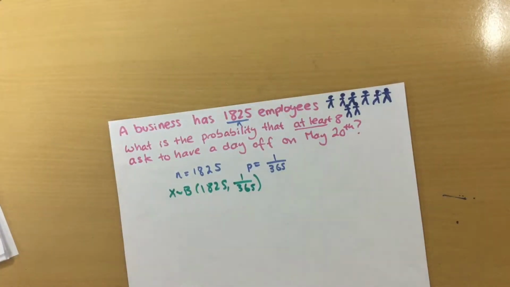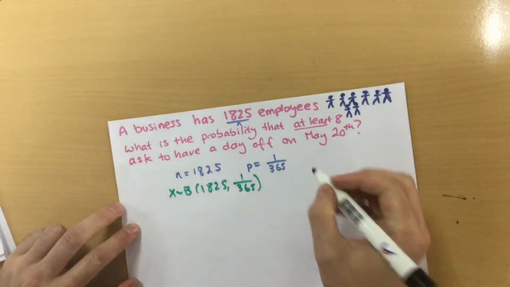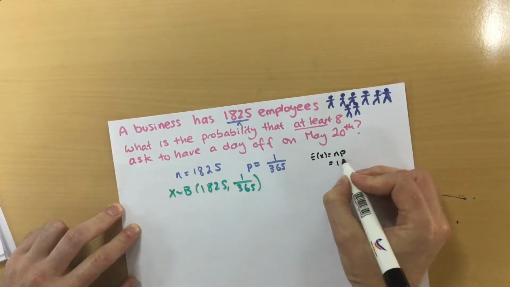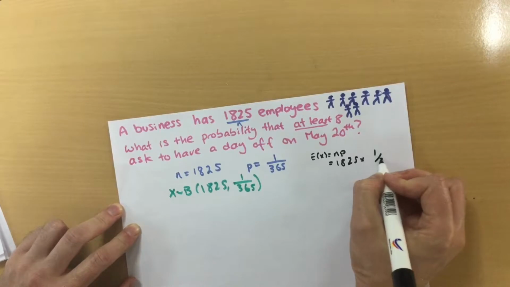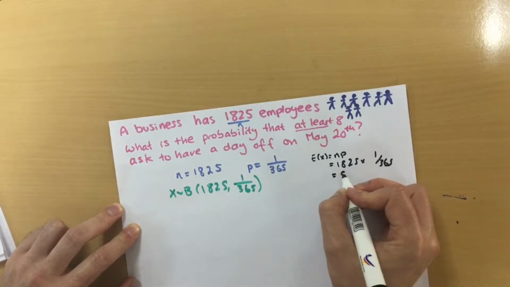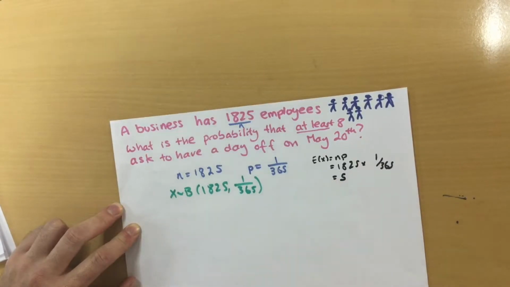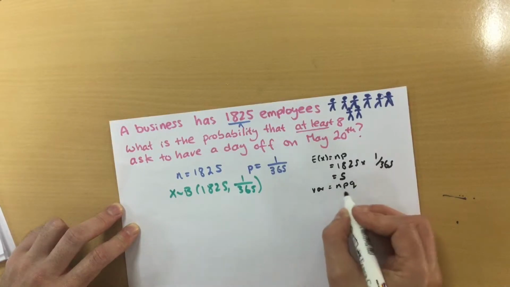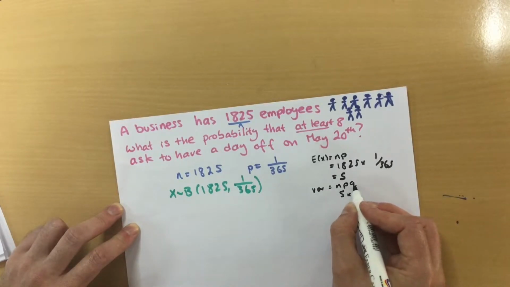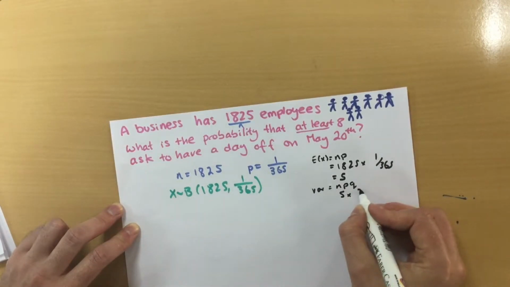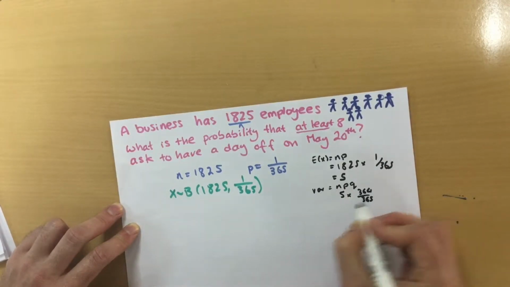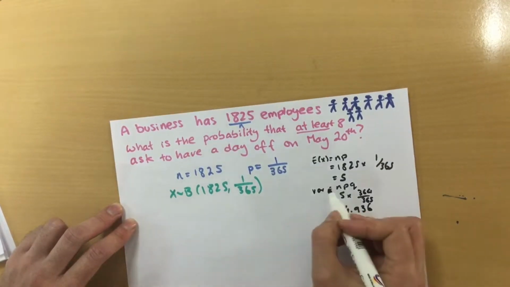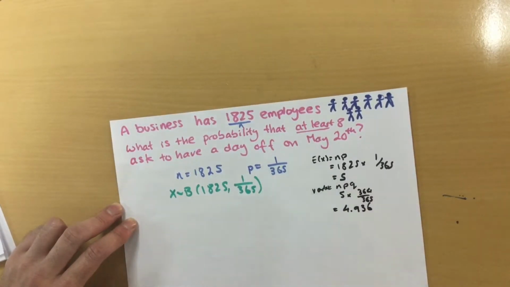As a little side note, our E(X), our mean, is n times p, which is 1,825 times 1/365, which comes to 5, which is less than or equal to 10. And our variance is npq. We've already got np, which is 5, and our q is the chance of failure, which is 364/365, which gives us 4.936. So you can see that our variance and our mean are roughly the same.